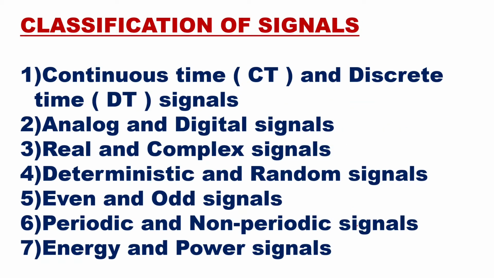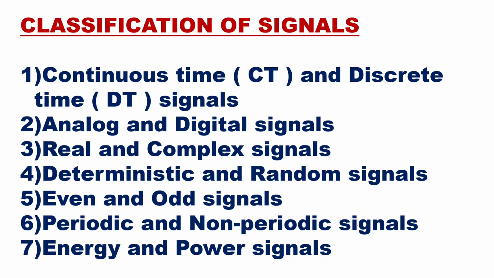So if you see here, we have seven ways of classification. Seven types of classification of signals are shown. Number one is continuous time (CT) and discrete time (DT) signals. Second one is also on the same lines, analog and digital signals. Third one is real and complex signals. Fourth one is deterministic and random signals. Fifth one is even and odd signals. Sixth one is periodic and non-periodic or aperiodic signals. And seventh one is energy and power signals.